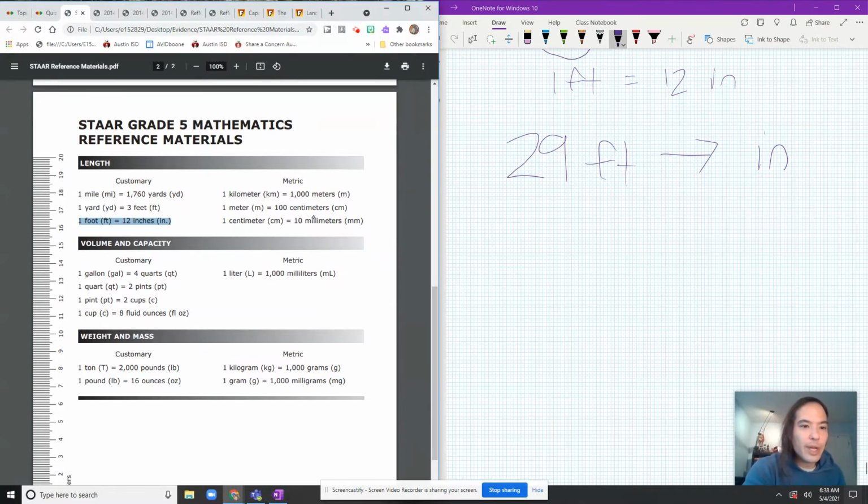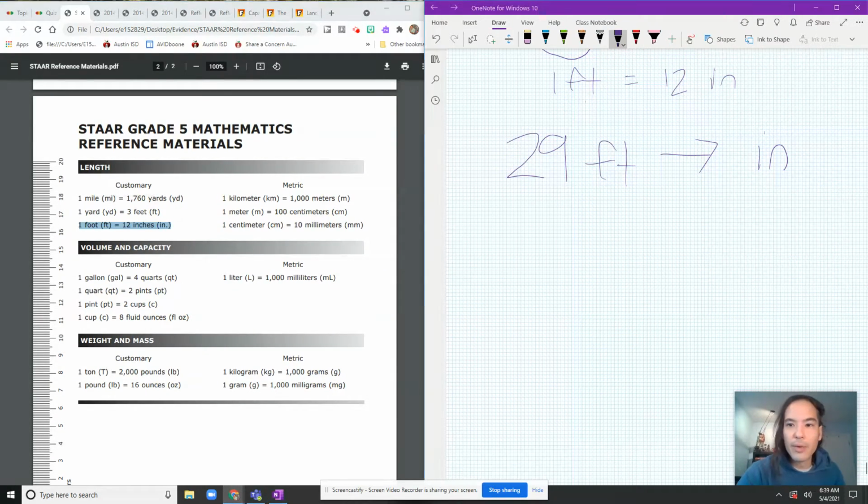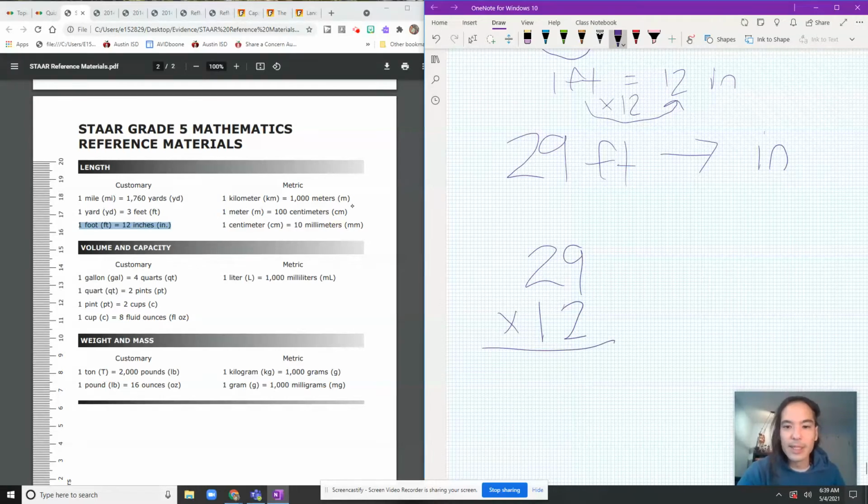All right, so if 1 foot equals 12 inches, remember, if I draw an arrow, like right here, 1 foot goes to 12. How would I do that? How does 1 turn into 12? Times 12, right? So if 1 foot times 12 equals 12 inches, then 29 feet times 12 will tell us how many inches are in 29 feet. So if you want to draw that arrow on your star cheat sheet from 1 to 12 that says times 12, that'll give you a hint of how to convert from feet to inches.